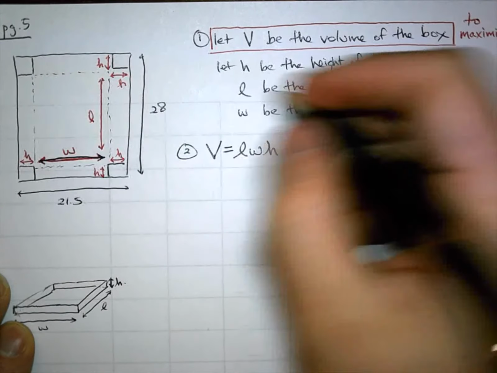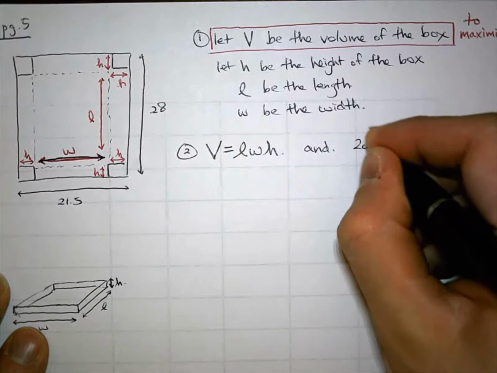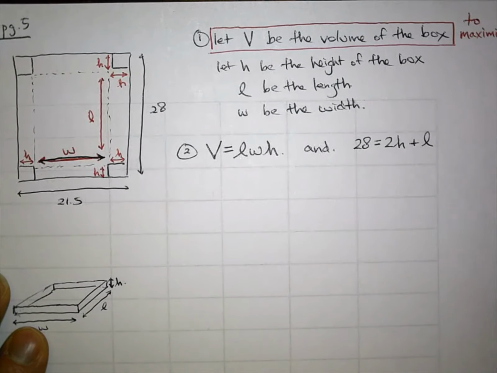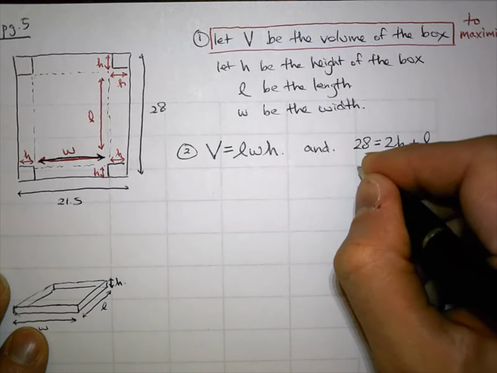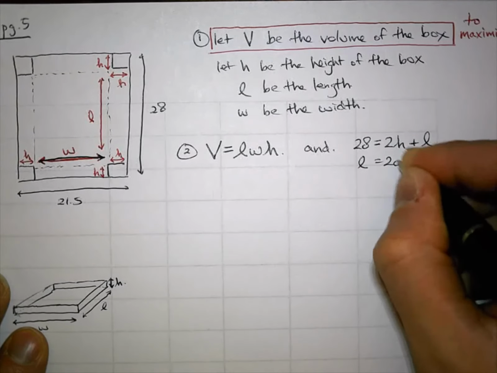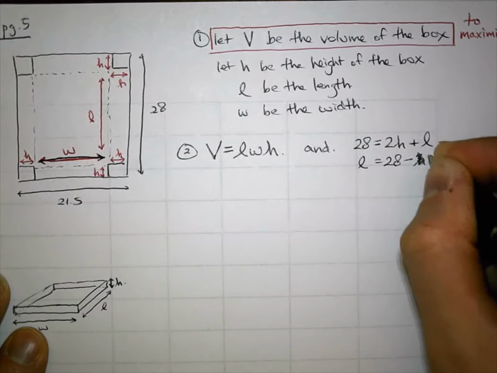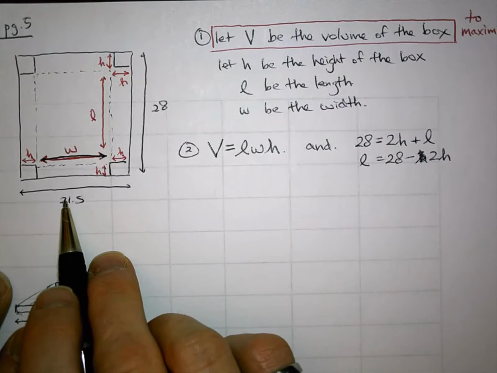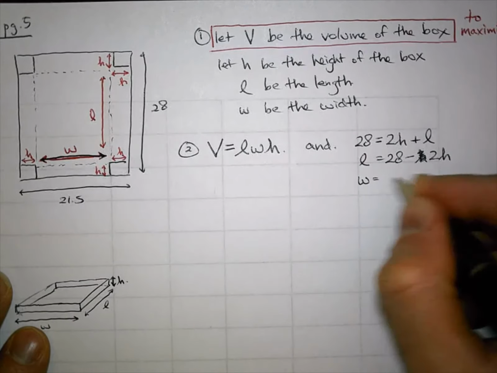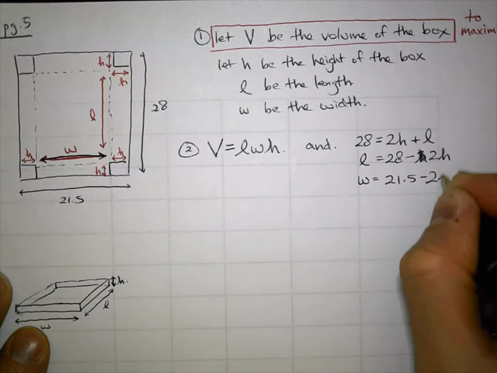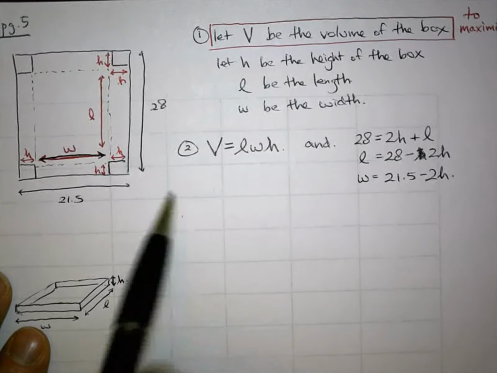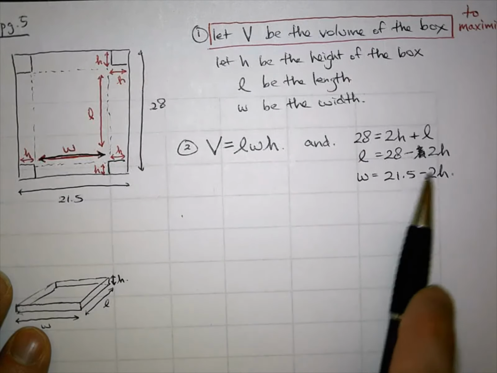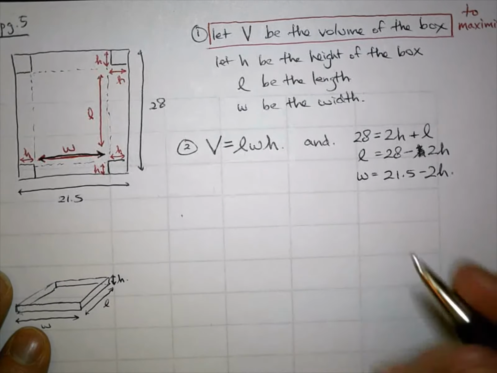So here we go. I have 28 is equal to 2h plus L. Or in other words, L is equal to 28 minus 2H. Similarly, W is equal to 21.5 minus 2H. So using my diagrams and some thinking, I'm able to get these two expressions, one for L, one for W, and I can sub them back in to the expression for volume.